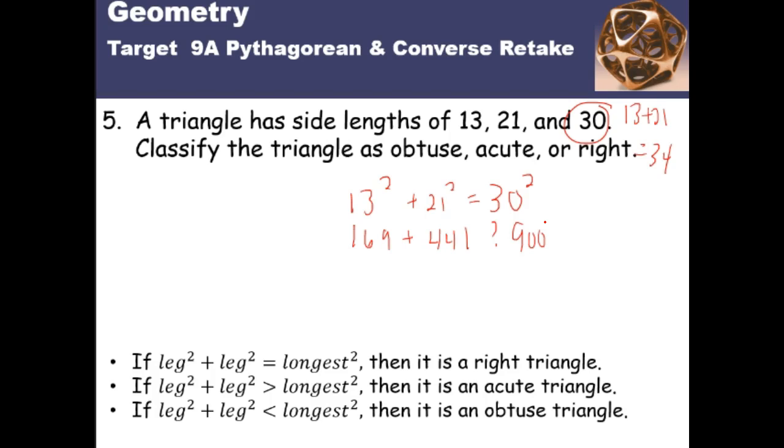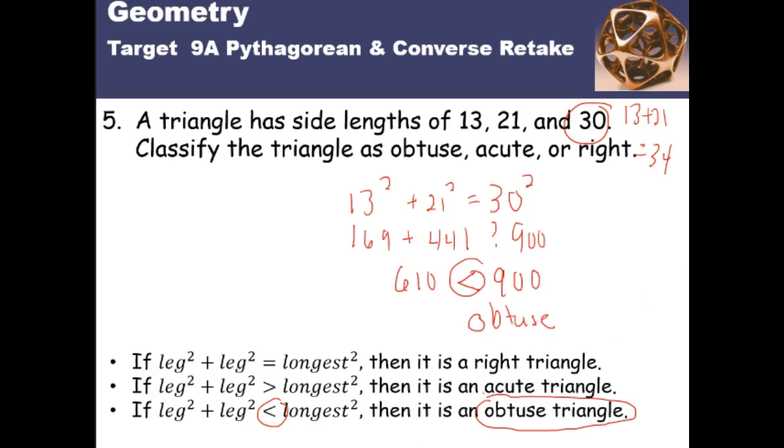is 900. So 169 plus 441 is 610. And 610 and 900. And again, I have to point at the smaller number. So that's this, and that is that, and that means it's obtuse.